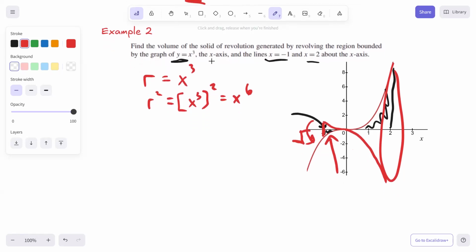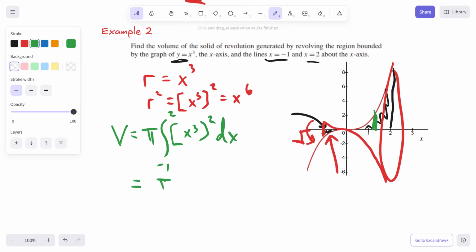Okay, so oftentimes it's very important to identify what the radius function is. So if you have the graph and you draw a vertical strip, that's going to help you see that the radius goes from the x-axis up to the graph, and the graph is bounded by the function x cubed. So the volume is pi times the integral of the radius function, so x cubed, squared dx, and we're going to go from -1 to 2.